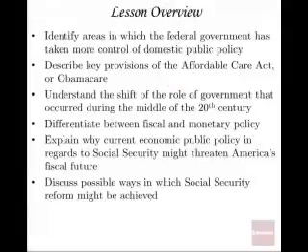In today's lecture, we're going to identify areas in which the federal government has taken more control of domestic public policy, and that's been the trend over the course of the 20th century, in which the federal government has actually taken a lead role in a lot of public policy issues. More specifically, we're going to describe key provisions of the Affordable Care Act, or Obamacare.